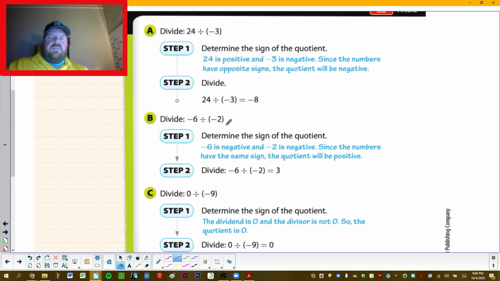Negative 6 divided by negative 2. Since those are both the same sign, I know that my quotient is going to be positive. And 6 divided by 2 is 3.